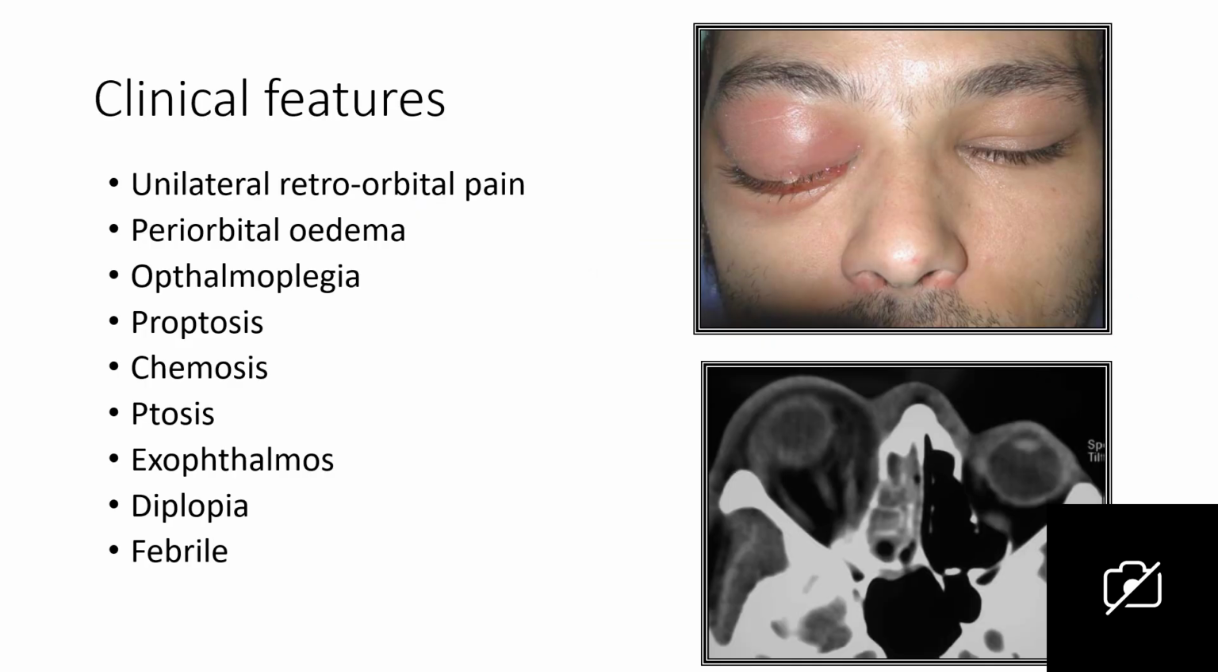Now, what are the clinical features that you can see in a patient who presents to you needing treatment? He will usually have unilateral retro-orbital pain, and then periorbital edema, ophthalmoplegia, proptosis, chemosis, ptosis, exophthalmos, diplopia, and he will be febrile. That means he'll be having fever.